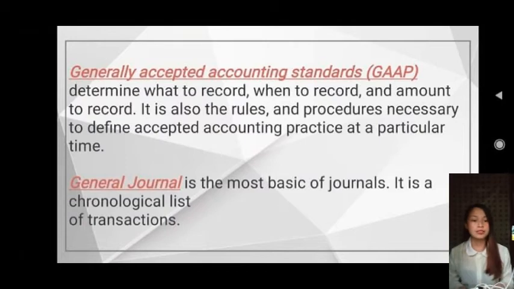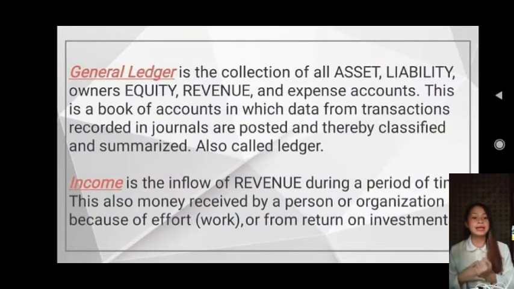So, next is General Ledger. General Ledger is the collection of all asset, liability, owner's equity, revenue, and expense accounts. This is a book of accounts in which data from transactions recorded in journals are posted and thereby classified and summarized. It is also called ledger.